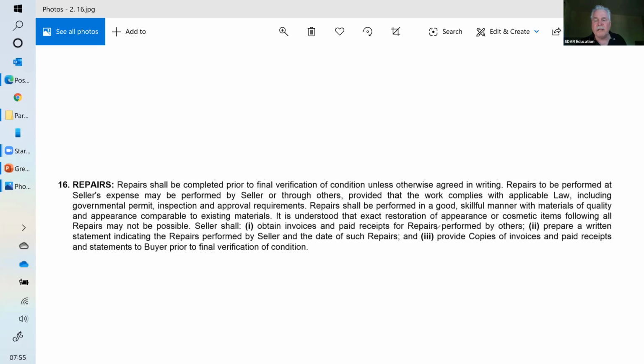And then number 3, provide copies of invoices and paid receipts and statements to the buyer prior to final verification of condition. It seems kind of redundant from paragraph number 1, obtain invoices and paid receipts for work performed by others, but down here we're talking about all things. So invoices, all paid receipts, and statements to the buyer prior to the final verification of condition.